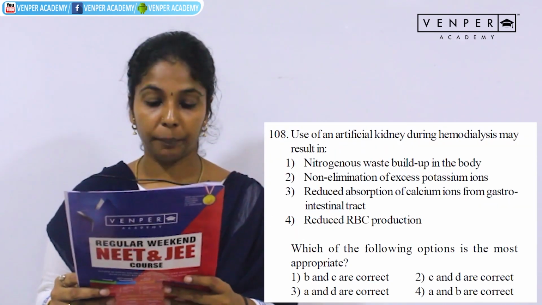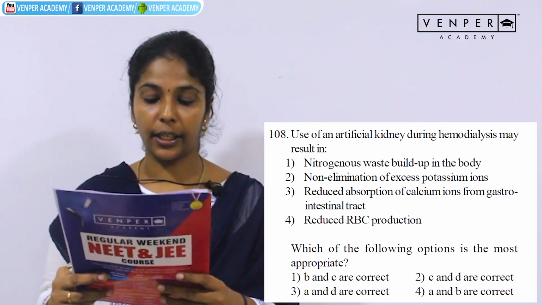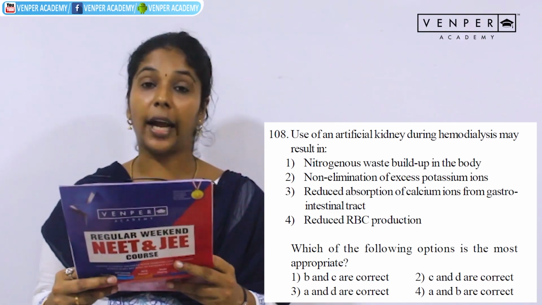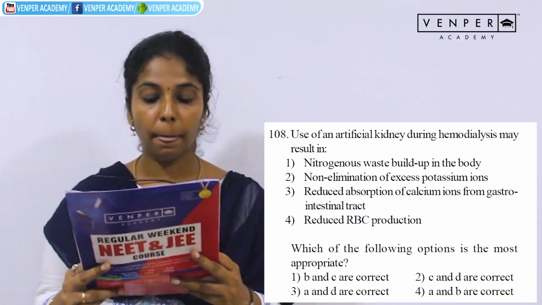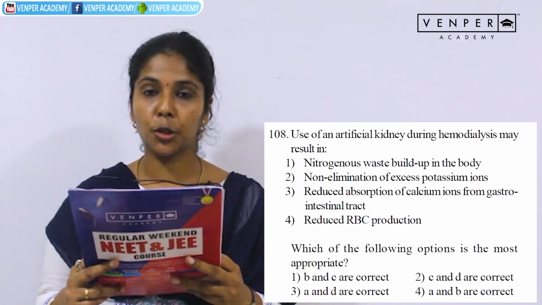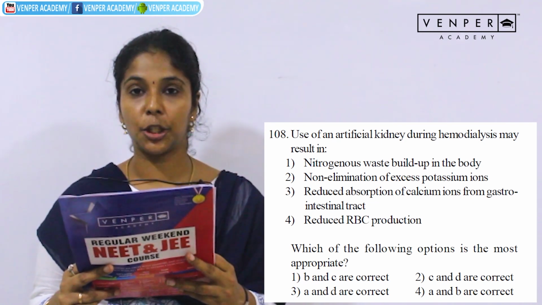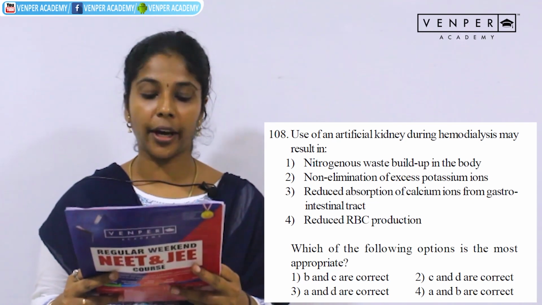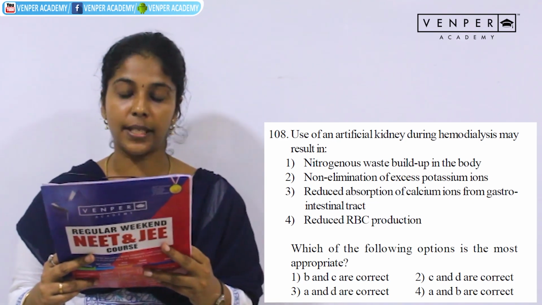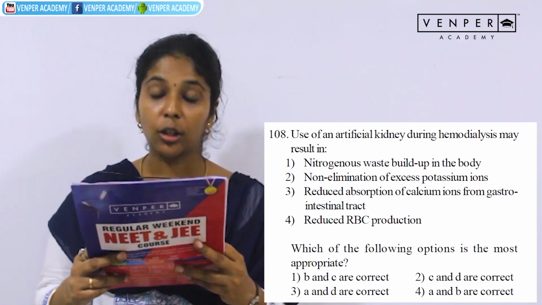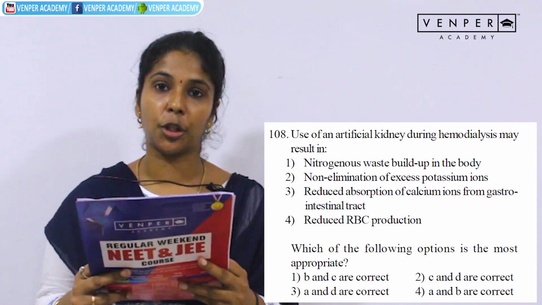Question number 108. Use of an artificial kidney during dialysis may result in A. Nitrogenous waste buildup in the kidney, B. Non-elimination of excess potassium ions, C. Reduced absorption of calcium ion from gastrointestinal tract, D. Reduced RBC production. Which of the following options is the most appropriate? So we should select two options which are correct.